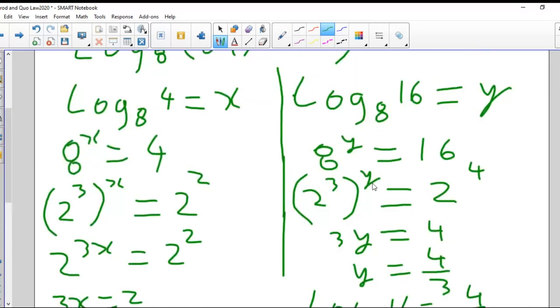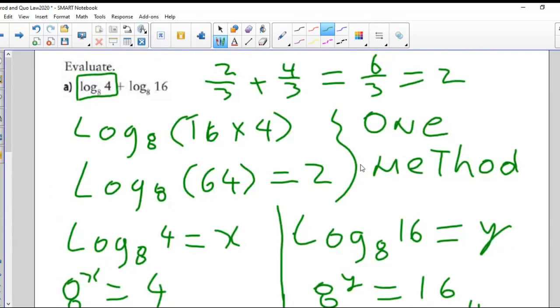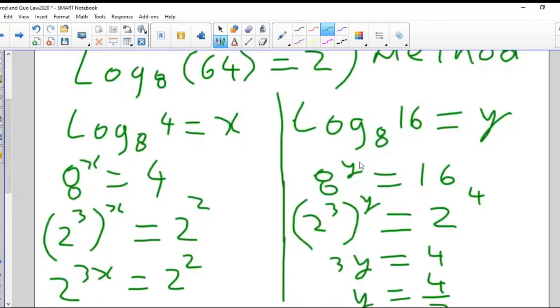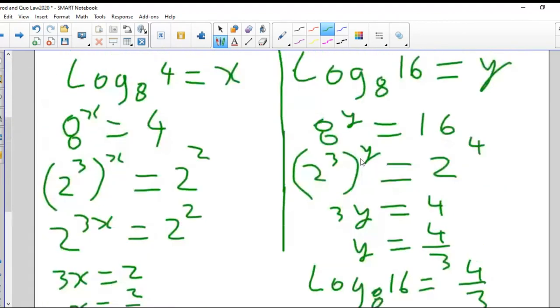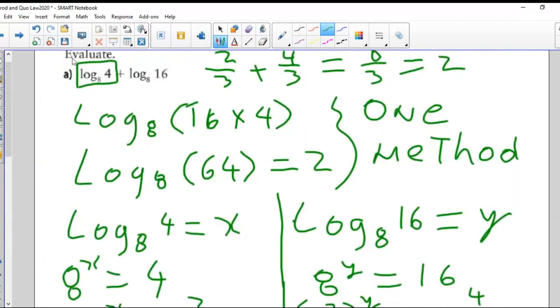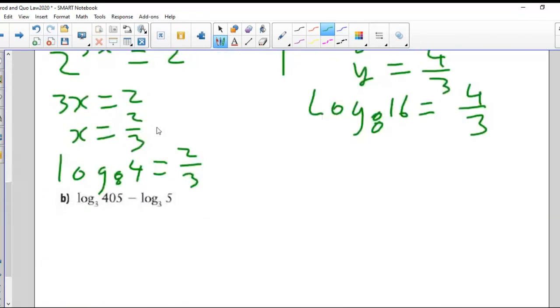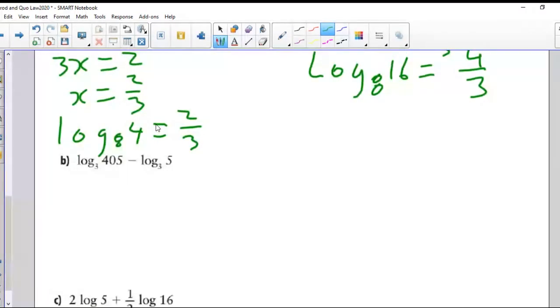No, not really. The other method, you mean the first method or the second method? The second method is not using the product law at all. The second method is actually evaluating the log base 8 of 4 and the log base 8 of 16, adding them together. That's exactly what we just did. Okay, you're welcome.